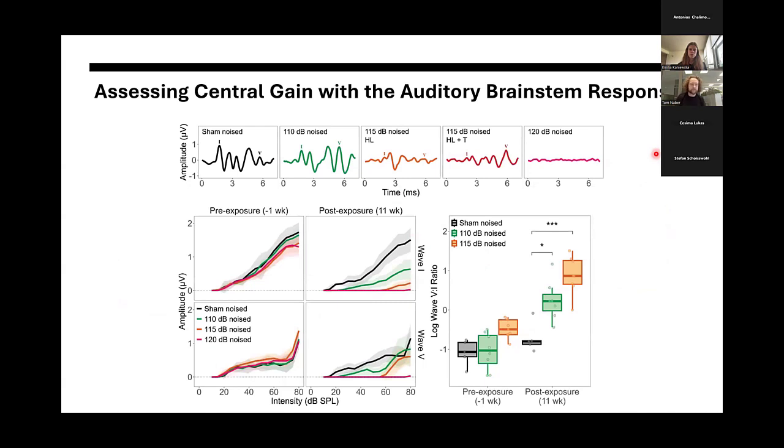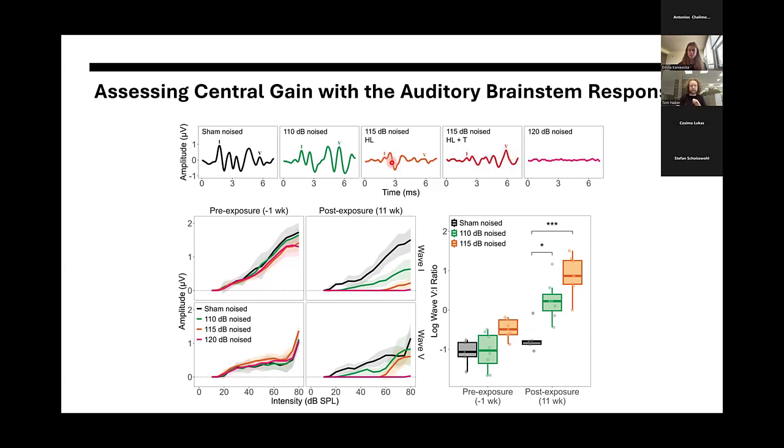So what about central gain? Let's take a look at this representative trace from a control animal. Here we see a relatively large wave 1 and a relatively small wave 5. And we see that with more noise exposure, this trend tends to reverse. So wave 1 gets smaller, which makes sense because you have less input going through the cochlear nerve with the acoustic damage. But wave 5 either remains about the same size or gets even larger. So this could be the central compensation. And we see that in most noise-exposed animals, but interestingly, not all of them. So here we have an animal with a small wave 1 and a very large wave 5.